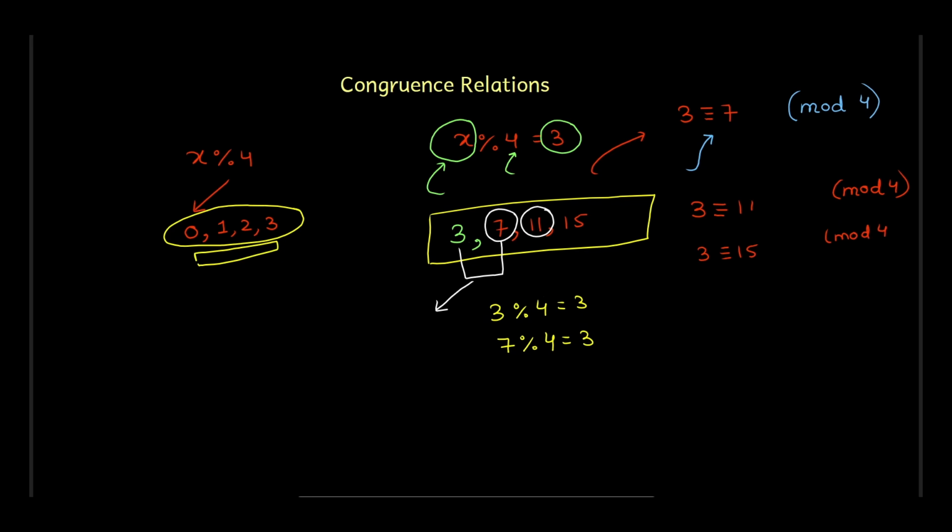Why? Because all of these numbers produce remainder 3 and 3 also produces remainder 3, so they will be equal. But when we write this notation, we don't really call this an equal sign. We say that 3 is congruent to 15. So this is known as congruent. But what is the benefit of writing it in this manner when we could have just said that x modulo 4 is equal to 3? So you will see some of the benefits.